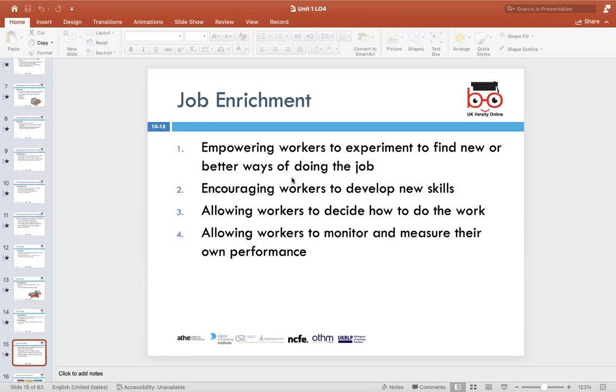Now you're looking at job enrichment, which means how you empower your workers to find better ways of doing the job. You have people using different experiments, finding new ways of bettering their jobs. You're encouraging the workers to develop new skills. You're also letting them do what they want to do. So you have an autocratic leadership style when you're letting your workers perform the way they would want to perform. And you're also allowing workers to monitor and measure their own performance, so they know where they are going wrong and how they can improve themselves. So that's job enrichment that you're looking at over there.